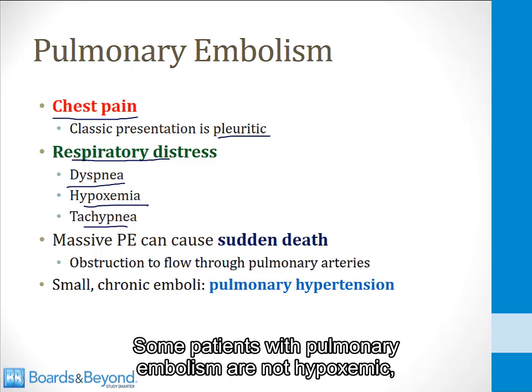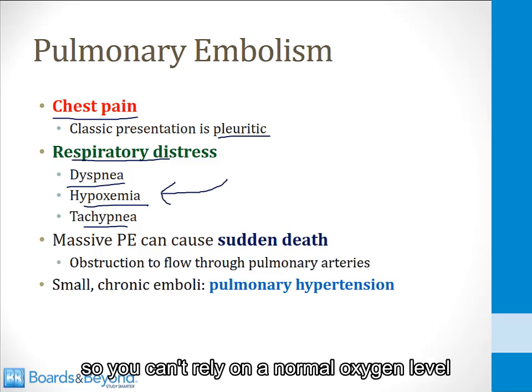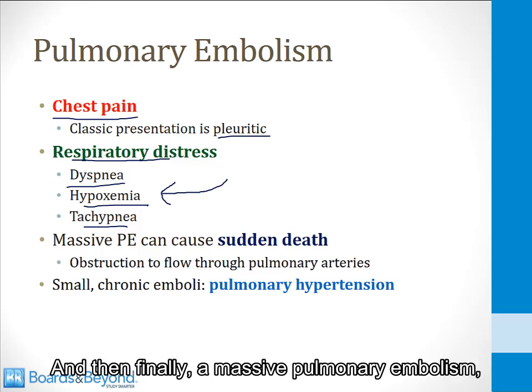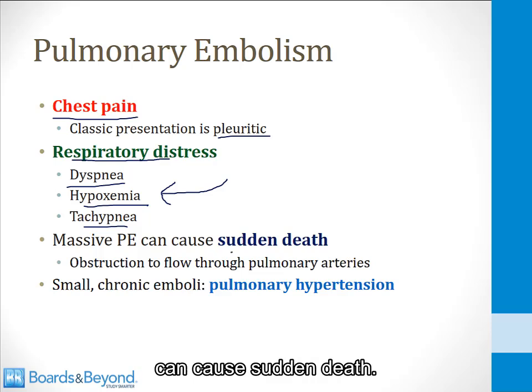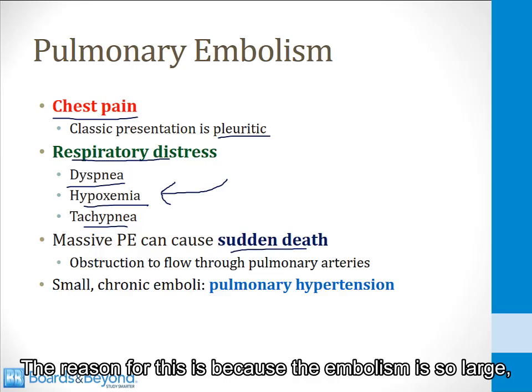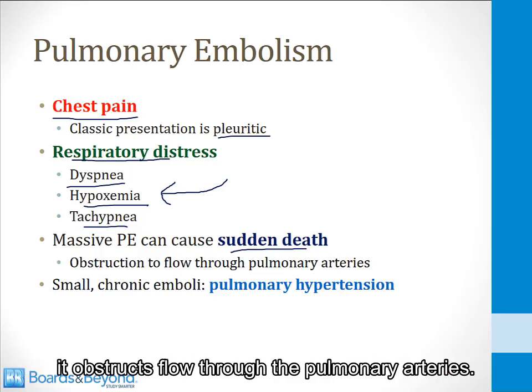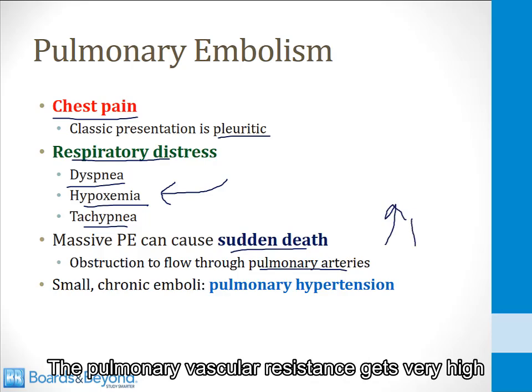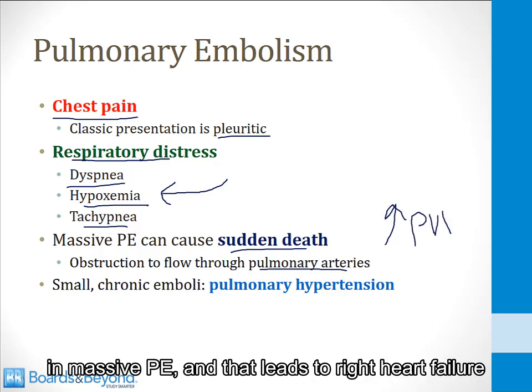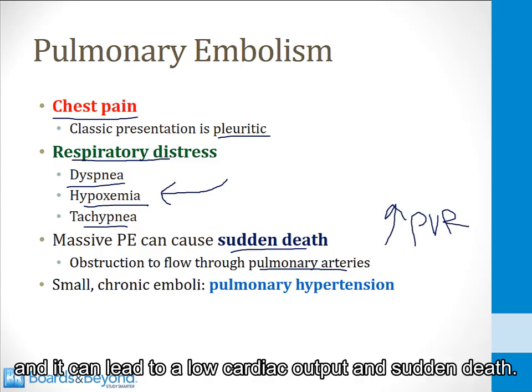Some patients with pulmonary embolism are not hypoxemic, so you can't rely on a normal oxygen level to exclude pulmonary embolism. And then finally, a massive pulmonary embolism like the one we saw in that CAT scan earlier in this video can cause sudden death. The reason for this is because the embolism is so large it obstructs flow through the pulmonary arteries. So there's a tie-in here with blood flow mechanics. The pulmonary vascular resistance gets very high in massive PE, and that leads to right heart failure, and it can lead to a low cardiac output and sudden death.